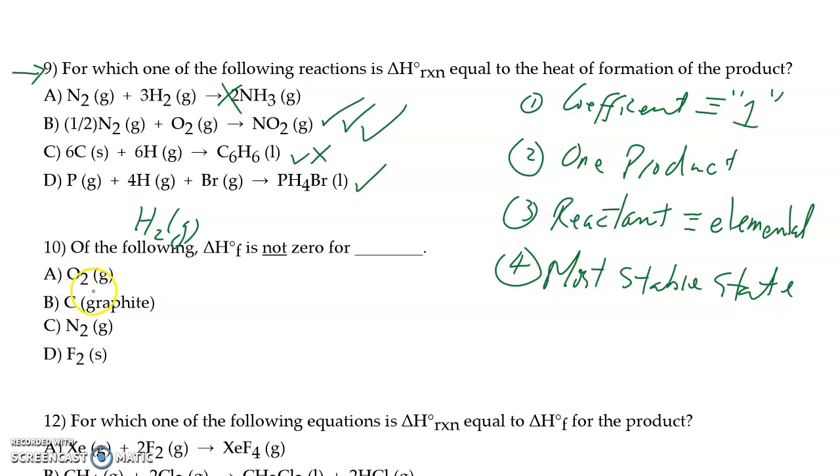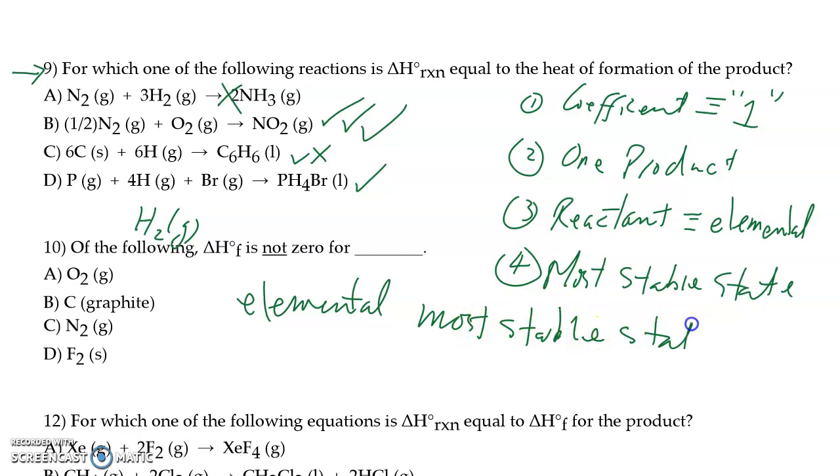Okay, let's do another exercise. Number 10, of the following, which one has a delta H of formation, the enthalpy of formation, that is not 0? Under what condition is it 0? When it is in its elemental state, and also its most stable state, then it will be 0.